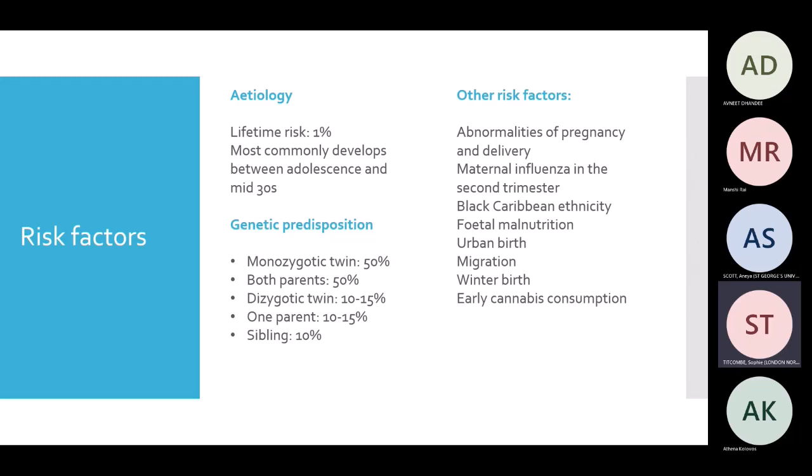So obviously with winter birth, decreased light levels in the winter is going to lead to decreased vitamin D. With migration, if you've come from somewhere that's a lot sunnier and then you're coming to somewhere like rainy England, again, decreased vitamin D. And then Black Caribbean ethnicity, obviously requiring higher levels of sunshine in order to generate vitamin D. So they are some of our risk factors there.